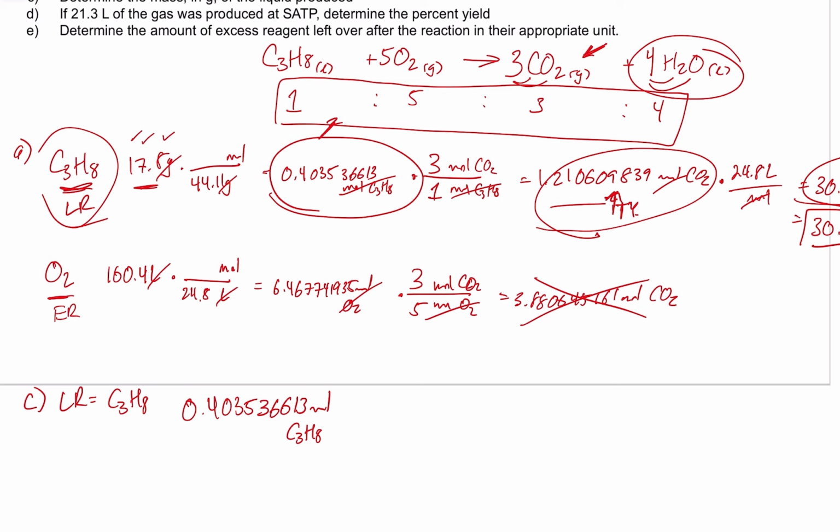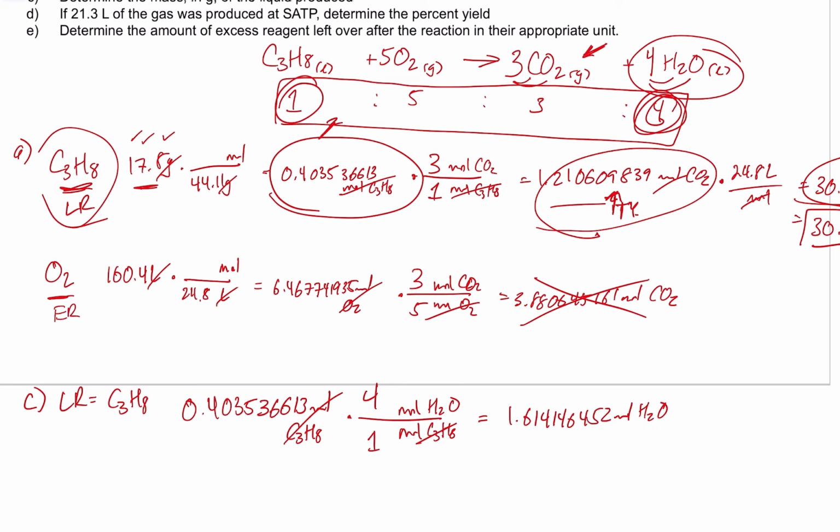Remember, anytime we compare, we need a mole ratio. So mole of C3H8 and mole of H2O. So again, we get this from our balanced equation. We have a 4:1 ratio, 4 of H2O and 1 of C3H8. Our units can cancel out, and we get 1.614146452 mole of H2O produced.